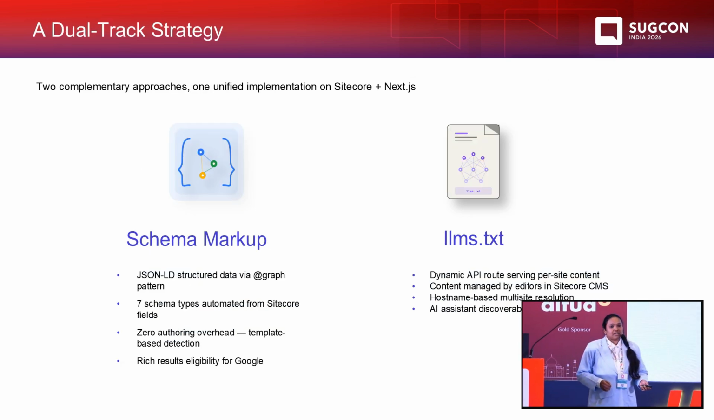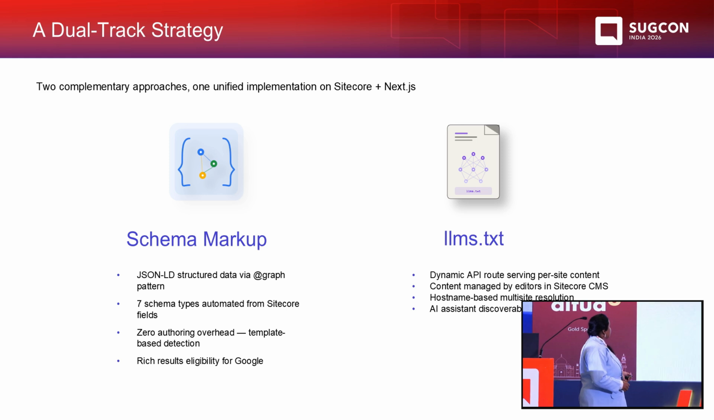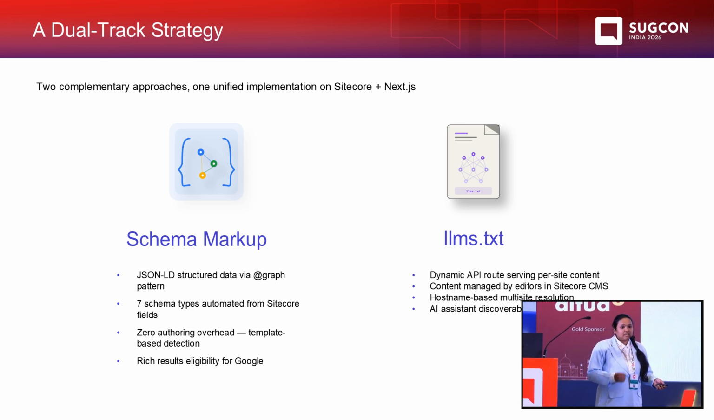Now we have a dual track strategy. On the left side we focus on schema markup, on the right side the llms.txt. These are two approaches, but with a unified implementation. For schema markup, we have JSON-LD structured data derived using a graph pattern. We have implemented 7 schema types, and these are automated from the Sitecore fields, with zero authoring overhead. We are not using any single additional field needed only for the schema. We'll also focus on how this enables rich results for Google.